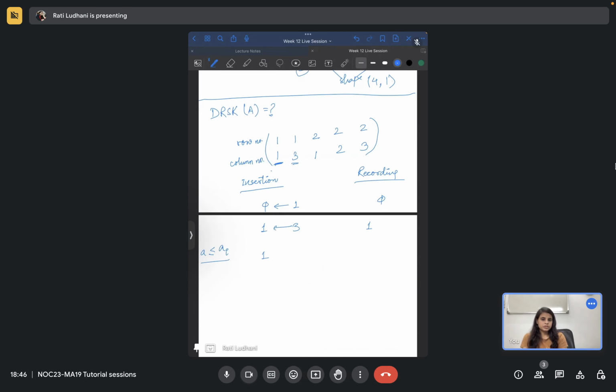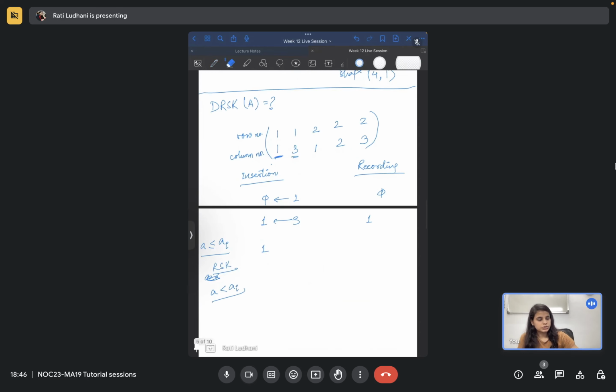Okay, so you will search for the leftmost one. The difference is that when we consider RSK, you just consider A is less than AI. That's the major difference. You are not looking at the equal to condition. So right now let's see what happens. So this is the difference.